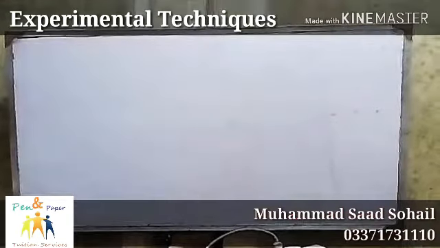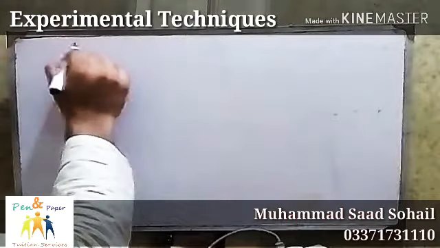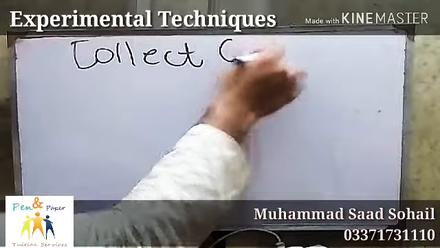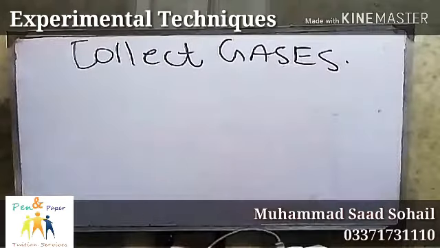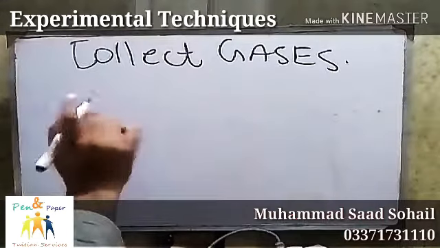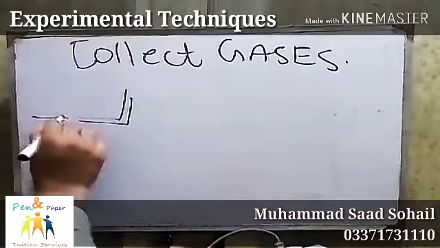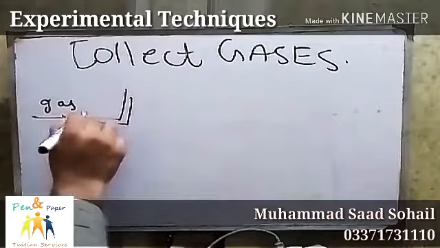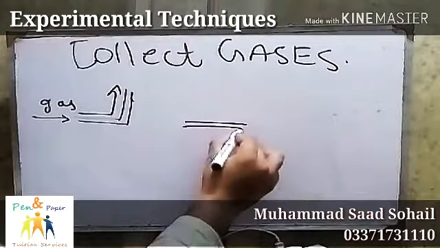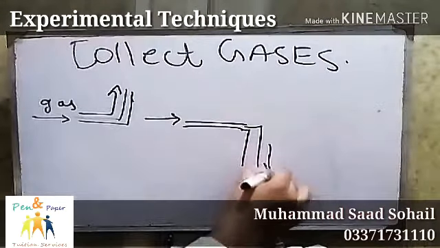Now the second thing you need to know is different methods in order to collect gases. How to collect different gases. Now remember, a gas can either be collected in an upward delivery, like if a gas is coming from this direction, it can either be collected in an upward delivery, or it can be collected in a downward delivery tube.